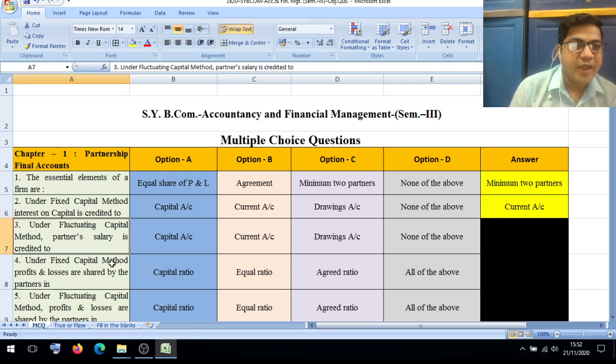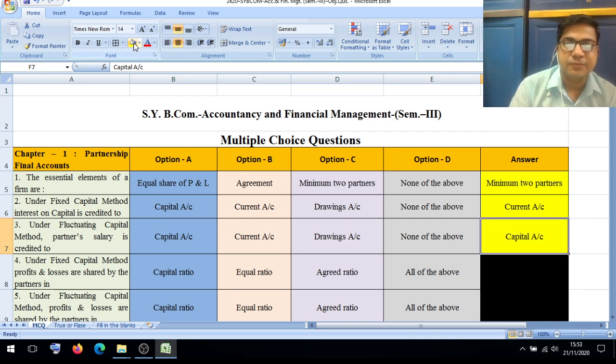Under the fluctuating capital method, partner's salary is credited to: fluctuating means ups and down; capital will be up and down. Whenever the firm has applied such a method, we have to decide where to put this credit balance, the partner's salary. Capital account, current account, drawing account, none of the above. The answer is capital account. No need to prepare a current account.